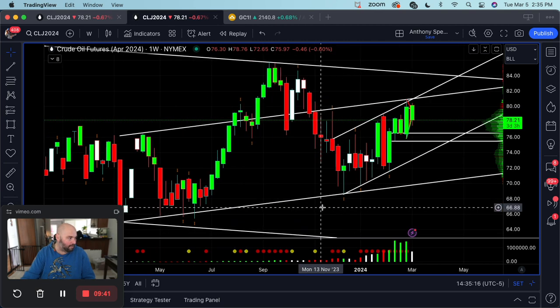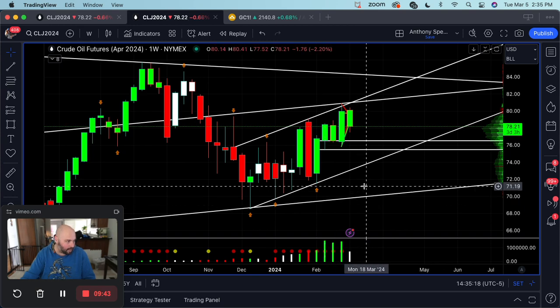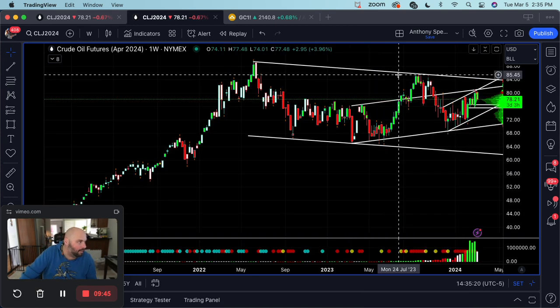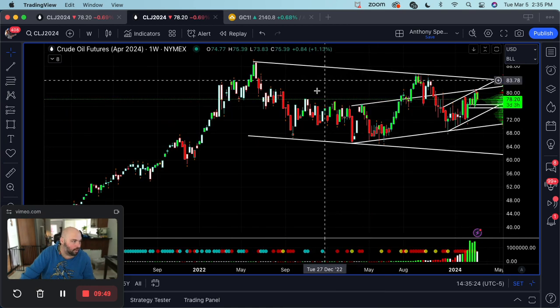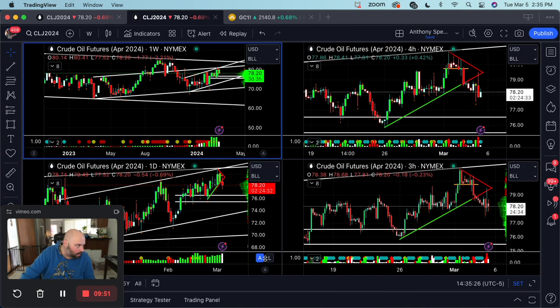But because I have all these structures and because I update them daily, I'm able to see the bigger picture, and the bigger picture keeps me out of the bad trades as long as I'm willing to wait.